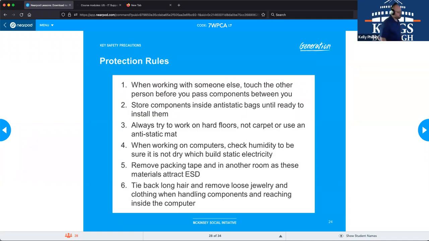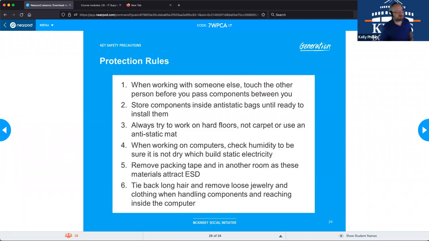The other thing is, like we talked about in the previous slide, you always want to store components in anti-static bags until the moment you're ready to install them. You don't stack components. You don't lean them up against each other. All that kind of stuff can damage components. You do not want to do that. You need to have a good open space to work on. Preferably keep stuff in the bags that they come in until the very last minute.